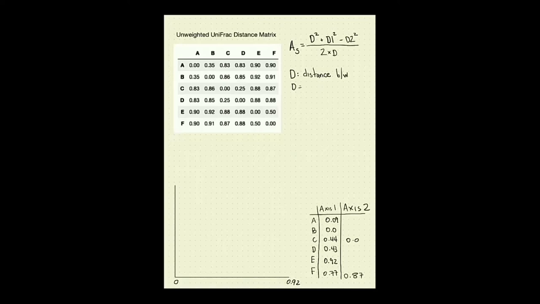Okay, so the distance defining this axis D here is 0.87. That's the distance between samples C and F. And so what I can do now that I know where these points are is I can place, first of all, I can define the points at the ends of this second axis, and I can place these points on that axis. And so F, for example, is going to be right about up here. And C, for example, is going to be at about 0.44.